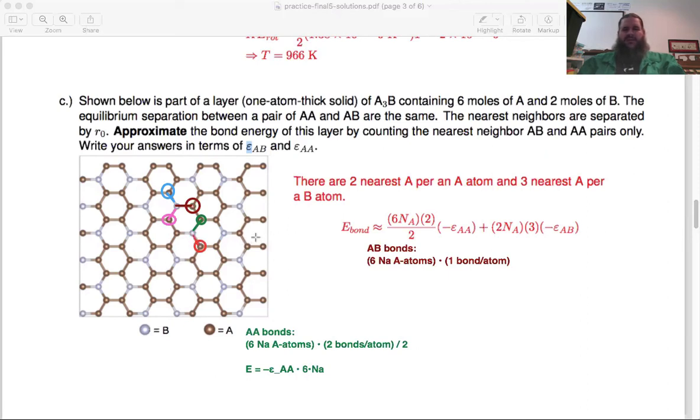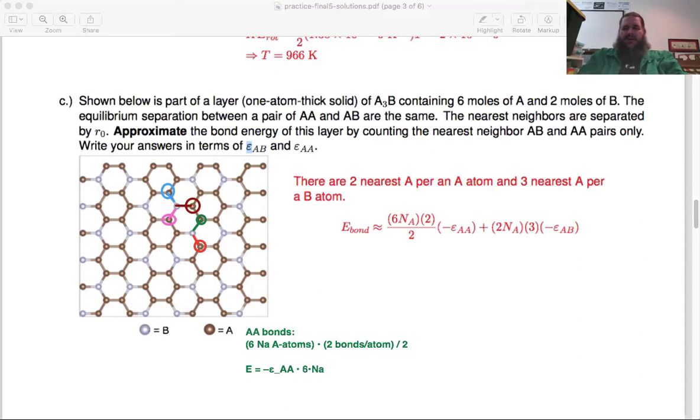Are we counting any of these bonds twice as we go through the A atoms in the region? No, we're not actually double counting. This bond got counted only once. This bond got counted only once. Each one of these bonds from A to B is getting counted only once. So we're not actually double counting. We've got 6 moles of A atoms. Each one is connected to 1 bond of the type we're considering right now. And that doesn't double count. So we wouldn't divide by 2 in this case.